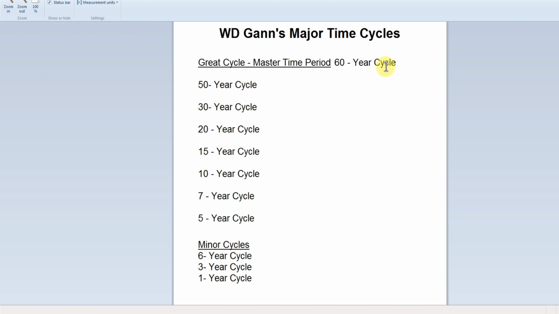Gann's major time cycles. The great cycle master time period is the 60-year cycle. Gann said this is the most important cycle. Then he broke it down into the 50, the 30, the 20, the 15, the 10, the 7, the 5, the 6-year, the 3-year, and then the 1 year. It's the smallest that he has.